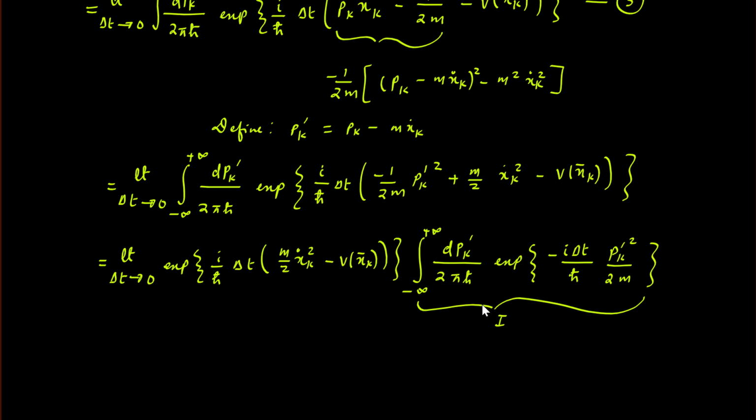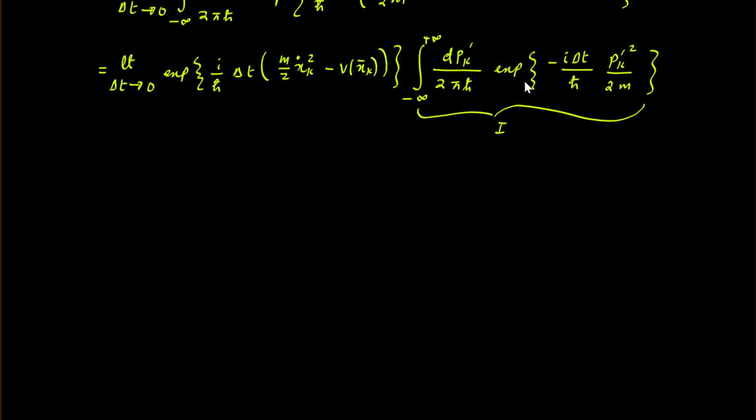As I said, this integral is now easy to solve because it looks like a Gaussian integral. We know that if we have an integral of the form integral from minus infinity to plus infinity dx exponential of minus z x square, then the solution to this integral is the square root of pi divided by z.